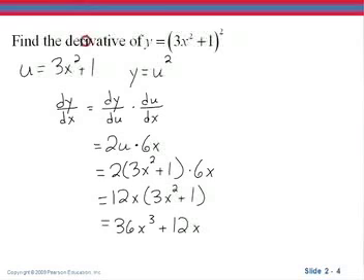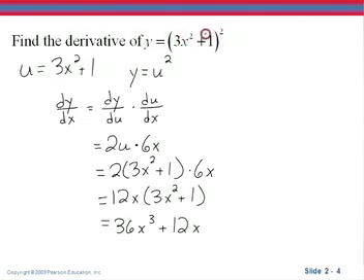Now, we don't want to have to do this, which they call substitution, every time. We don't want to have to go through all of the notation every time. So what we have to think about here is what is our outside function and what is our inside function. Our inside function is 3x squared plus 1. Our outside function is x squared.